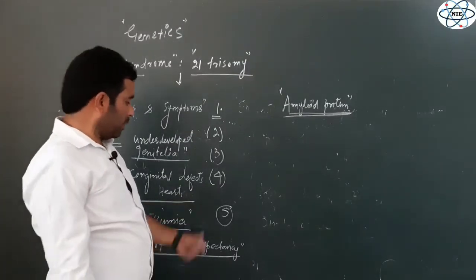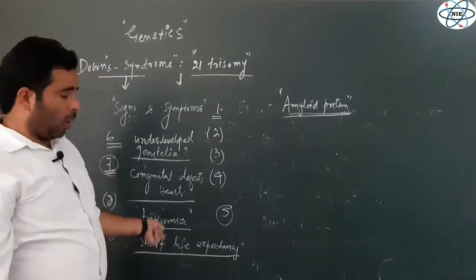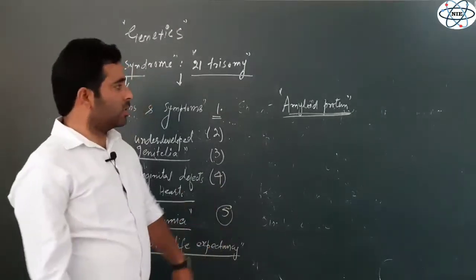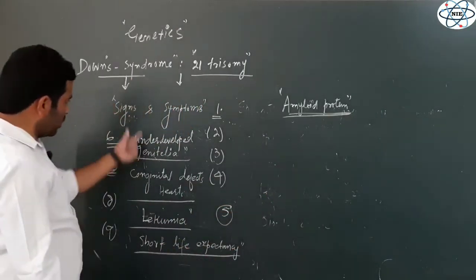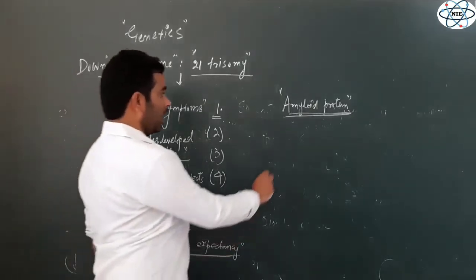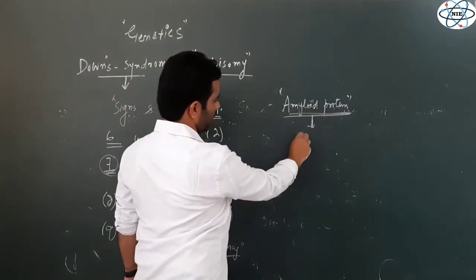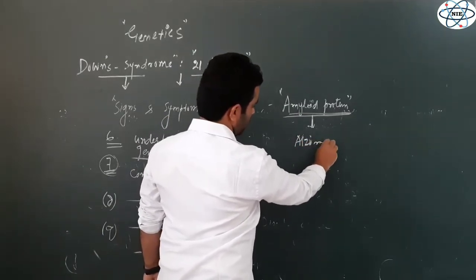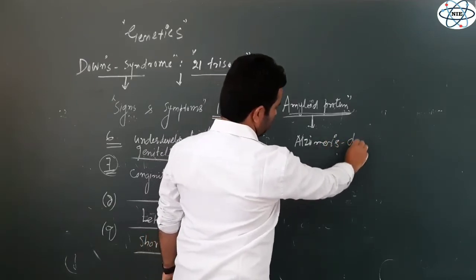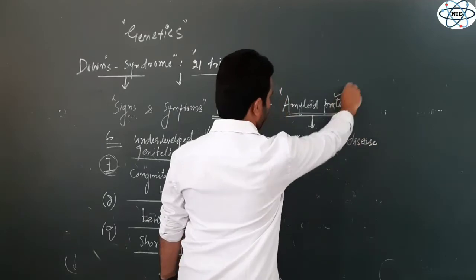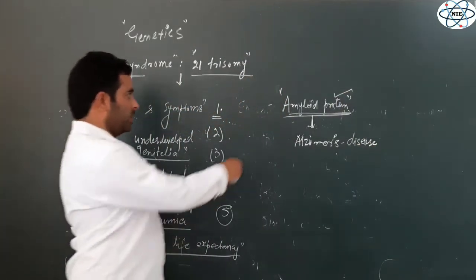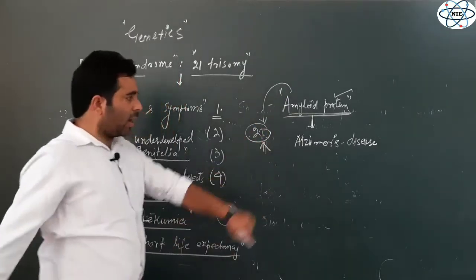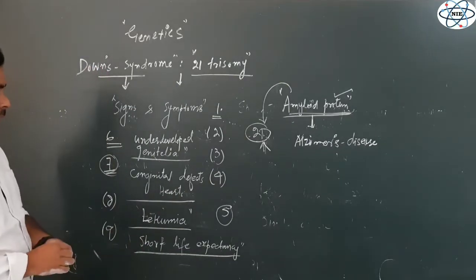But these individuals, from their early life, have one extra copy of 21, and chromosome number 21 is carrying a gene for amyloid protein. So that is why most individuals with Down syndrome also suffer from Alzheimer's disease, due to the accumulation of this amyloid protein in their brain cells, because the gene is present on chromosome 21, which is extra in individuals with Down syndrome. So this is one more sign.